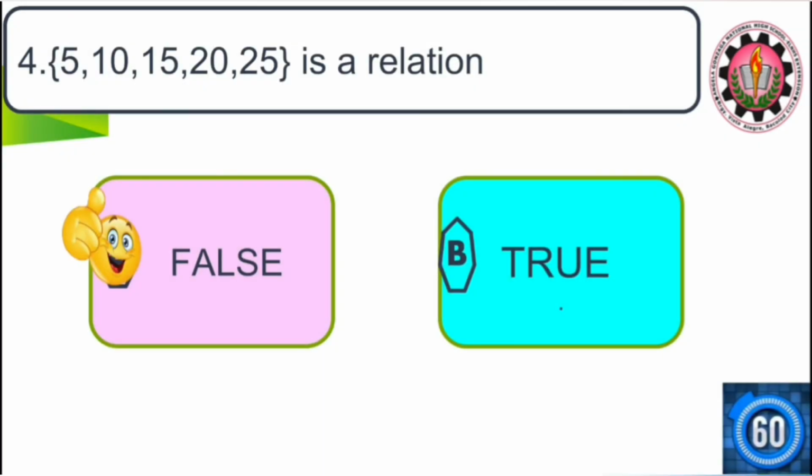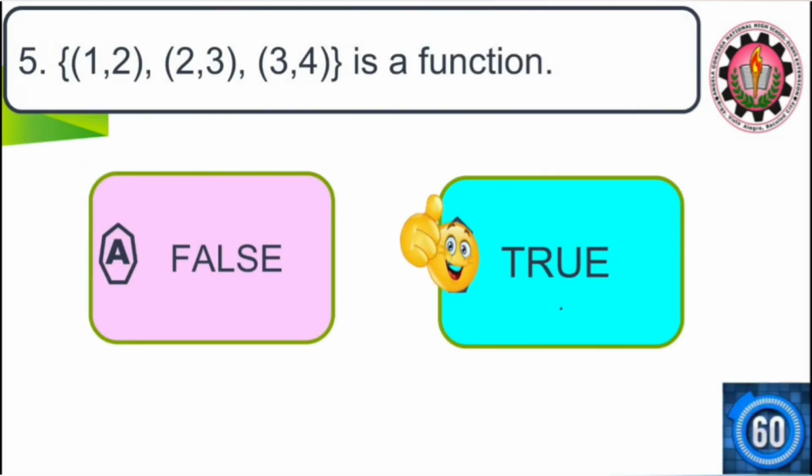Number 4, it is false. Kasi po wala tayong ordered pair na nakikita. Number 5, that's true. 1, 2, 2, and 3, 3, and 4 are function.